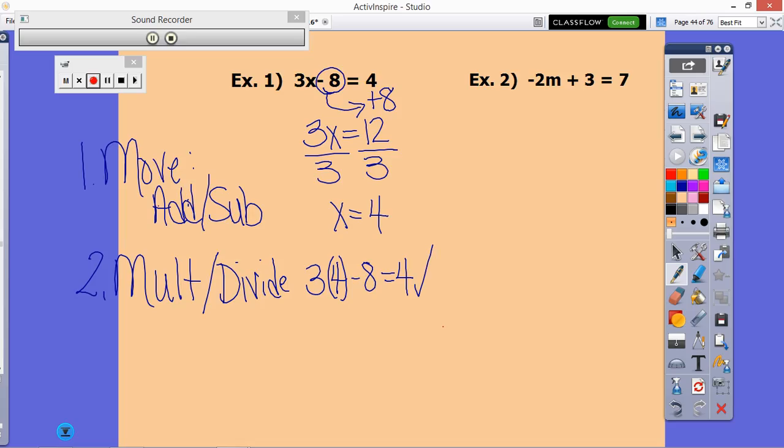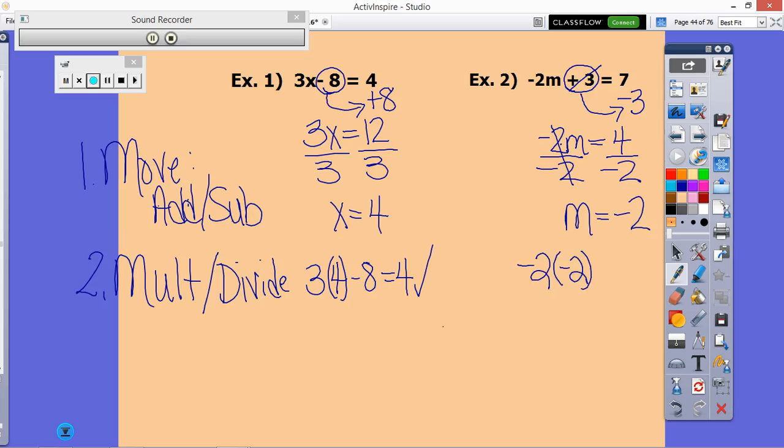As we look at example 2, we also see an addition of 3 being added to our negative 2m. We do need to subtract the 3 to be able to get rid of it from over here. So negative 2m is now going to be equal to 4. I now need to divide. Notice I'm dividing again because negative 2 is being multiplied by m, but I also have to keep that negative sign as I divide. And so m is negative 2. We want to again check our work, and 2 negatives will make a positive 4 here, and 4 plus 3 is 7. So it does check.